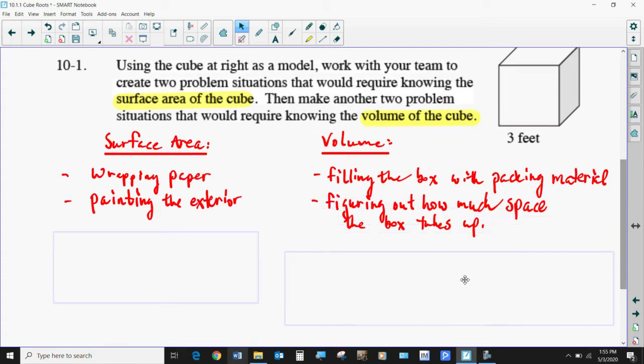And if you were trying to figure out how much space this box would take up, like you're going to put it on shelves or fill a room with these boxes, you'd want to know how much space is taken up by each one of these cubes. So that's another situation where volume would come into play.